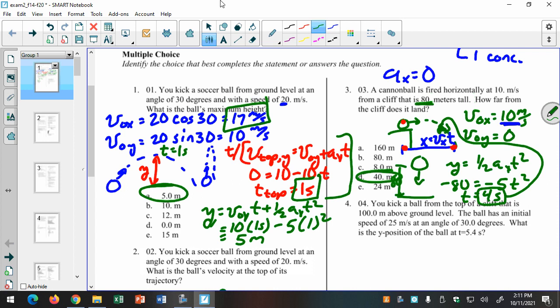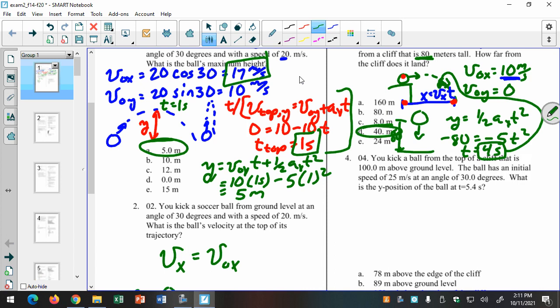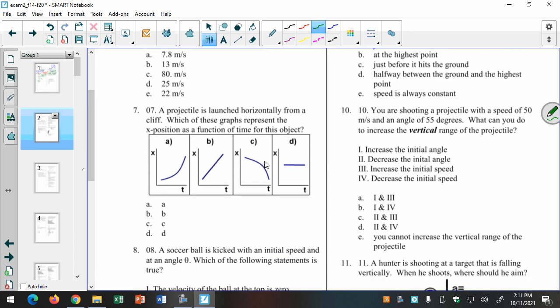All right. Let's look at some others while we're going. You'll have 3 or 4 calculation problems, and then several conceptual questions. For example, you might have one like this. This is the x position as a function of time for a projectile. This is an object that's launched horizontally and follows that trajectory. The x position, what you know about that is that Vx is constant.